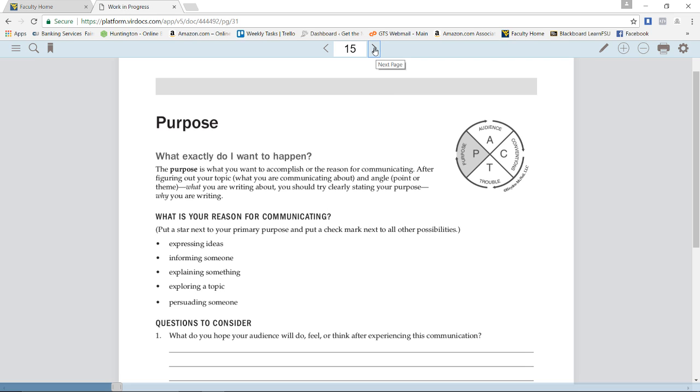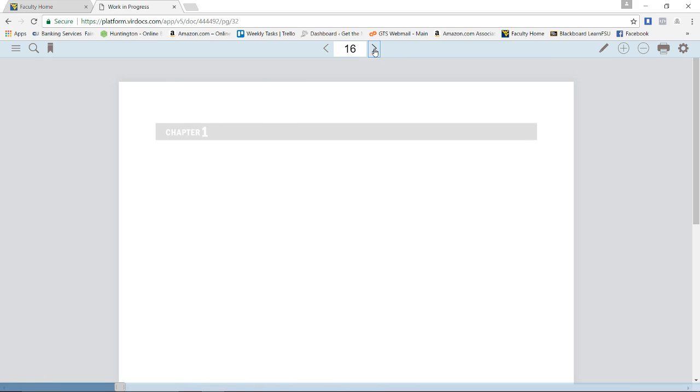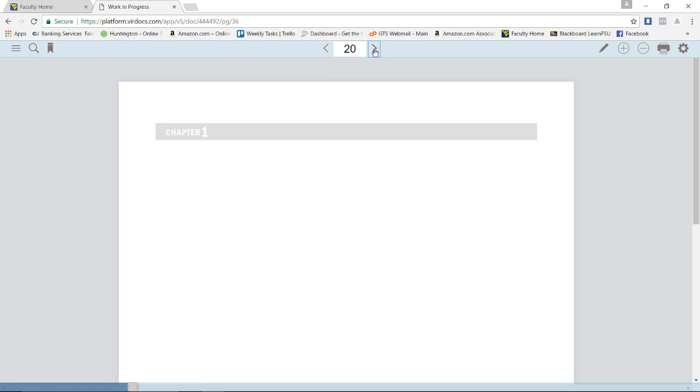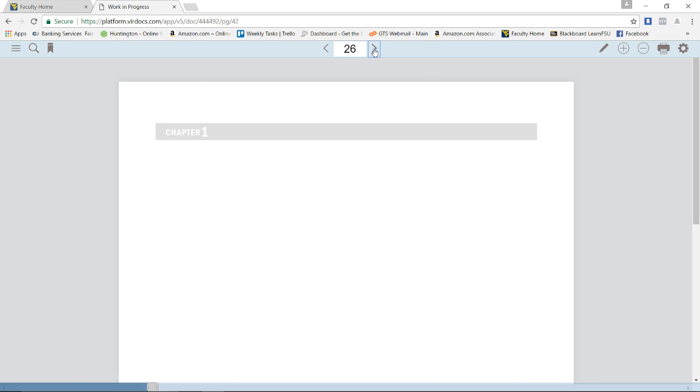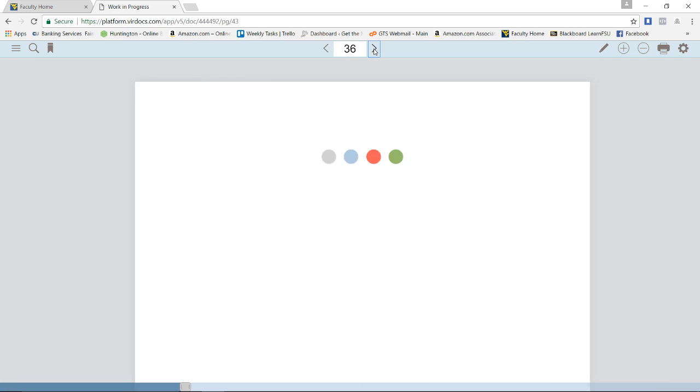Okay, so the PACT pages, like I said, there's a bunch of PACT pages, and I'm just going to kind of skip through those. Bear with me for a second here while I get past these. There's a bunch of them.